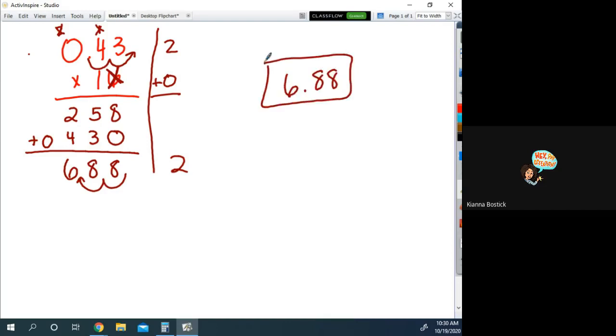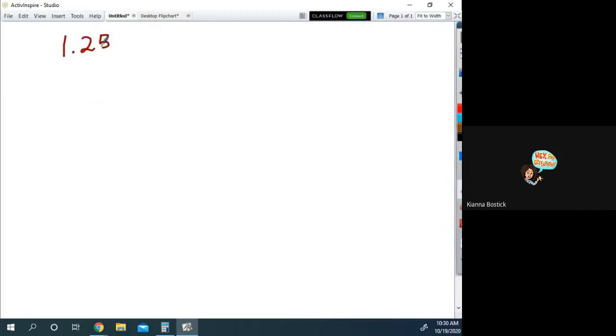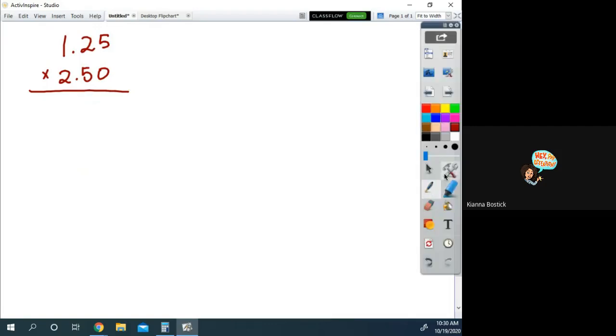So you can see we just took a regular old decimal number, and we multiplied it. And then we went back. I'm going to do, for example, 1.25 times 2.5. Okay, so when I multiply again, we're going to ignore the decimal place. And we're going to multiply like normal.